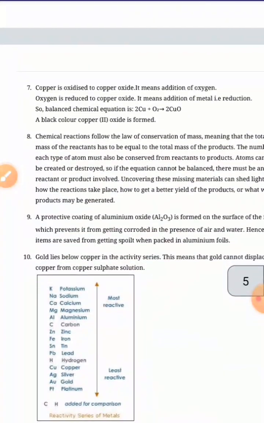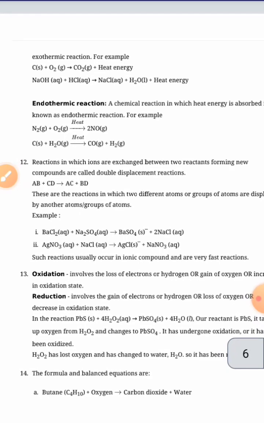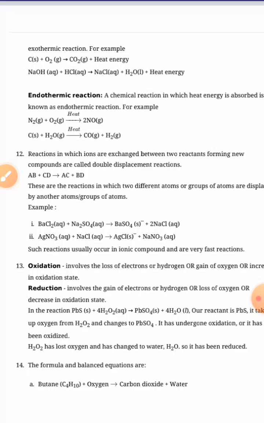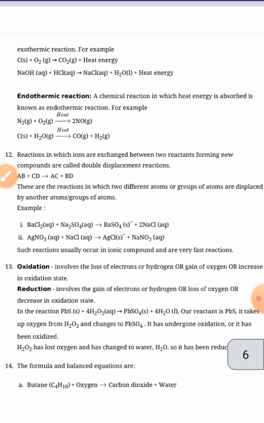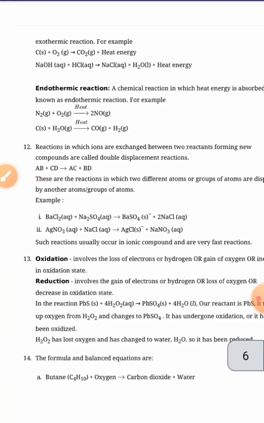3 नंबर का क्वेश्चन है डबल डिस्प्लेसमेंट रिएक्शन. Reactions in which ions are exchanged between the two reactants forming a new compound are called double displacement reactions. AB plus CD gives AD plus CB. These are the reactions in which two different atoms or groups of atoms are displaced by another atom or group of atoms.